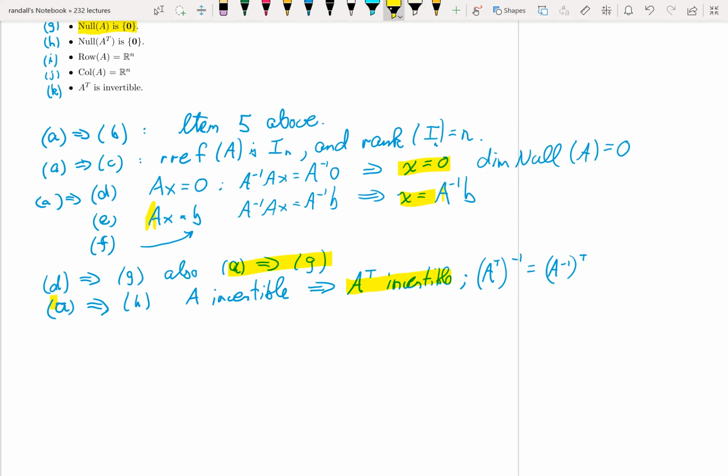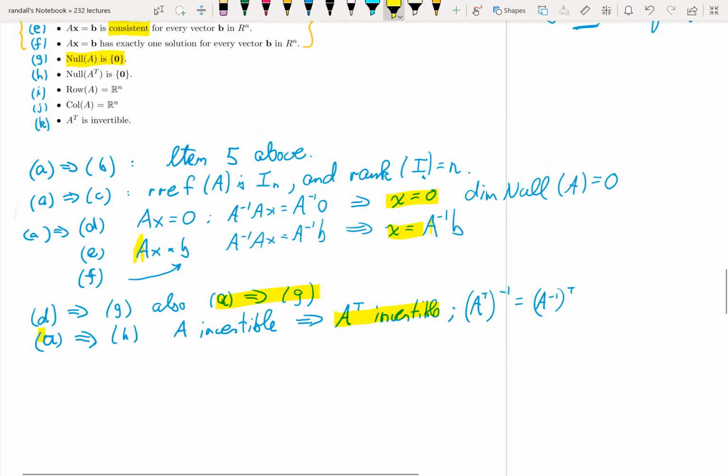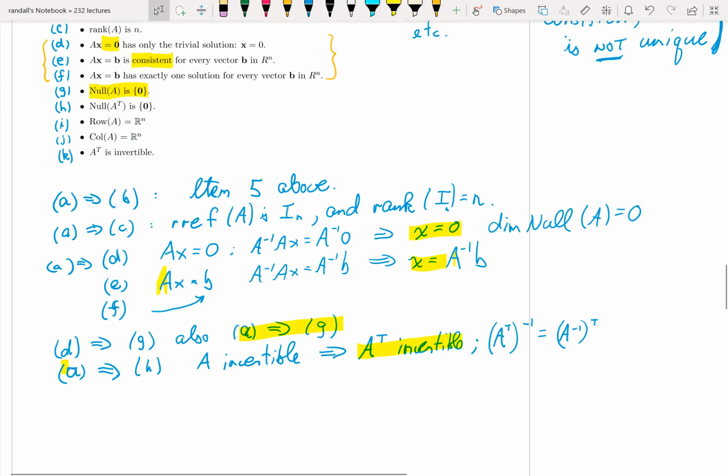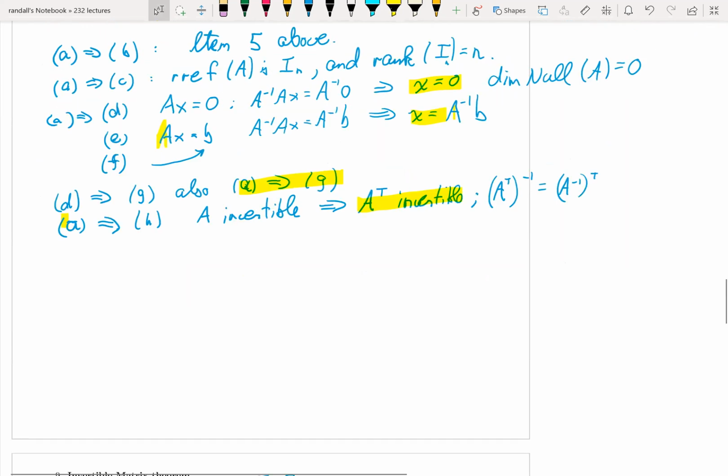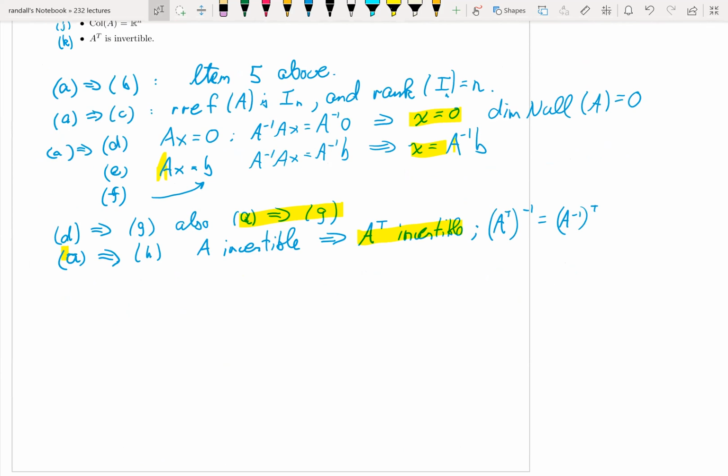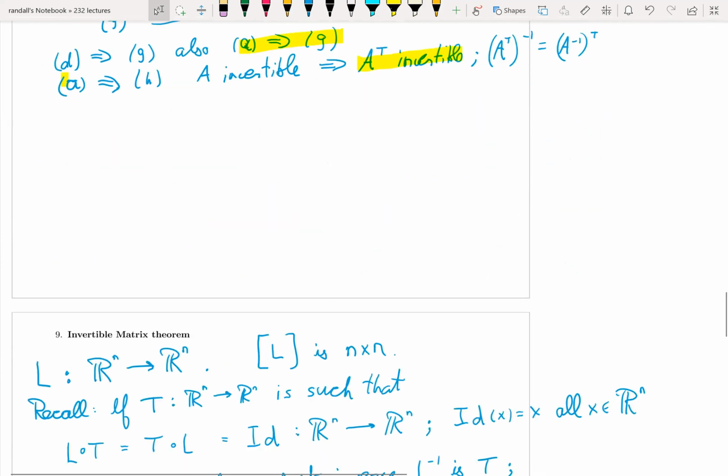And do I have any more? J, K, L. Oh, I'm missing one here actually. How come my sheet here, hold on, is missing one. So I think, okay, let's just include it on here, okay?